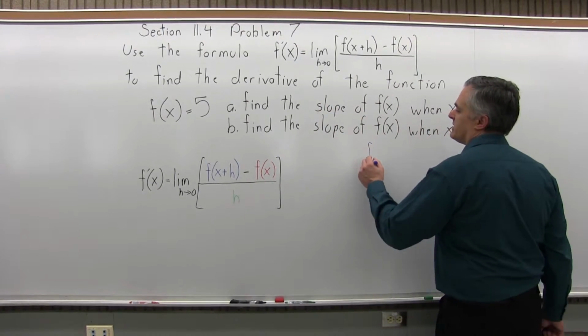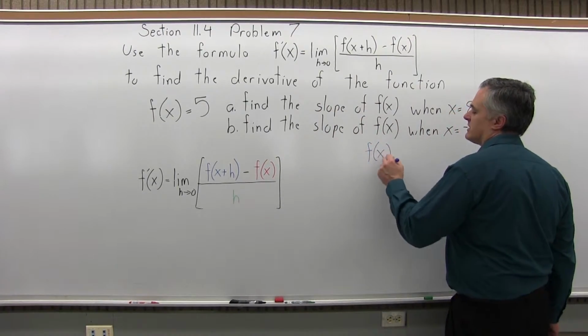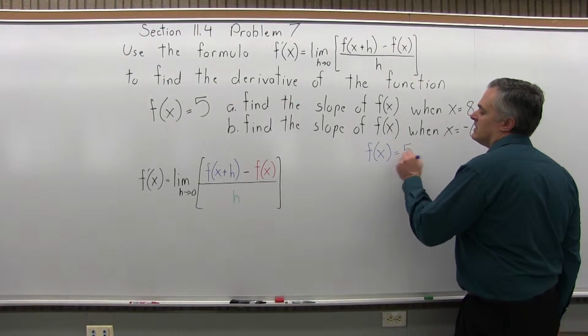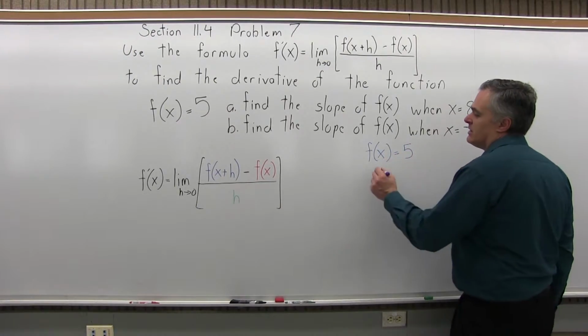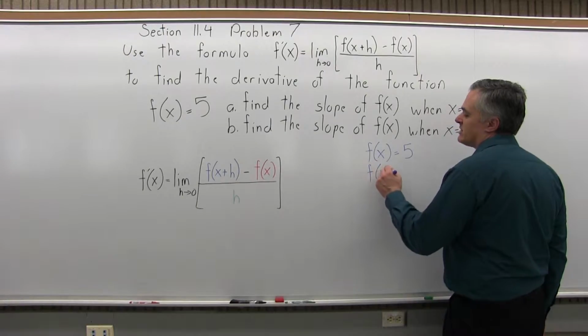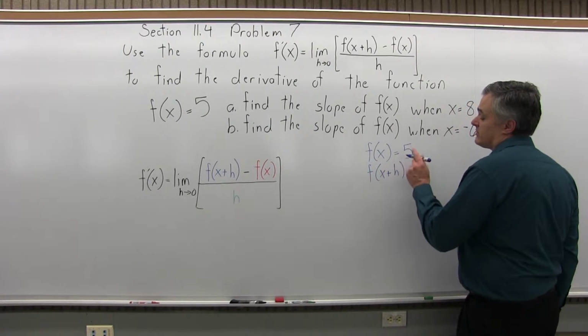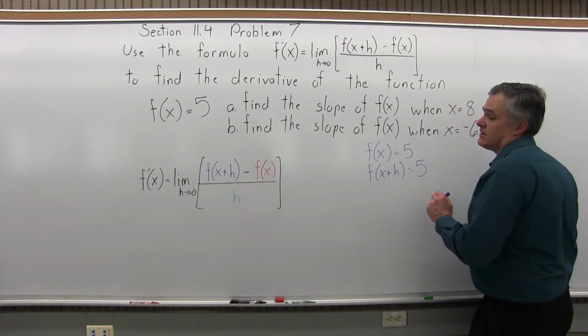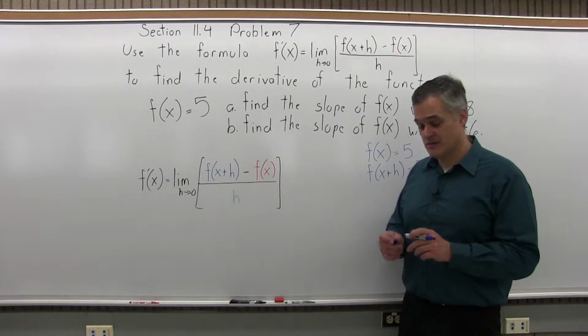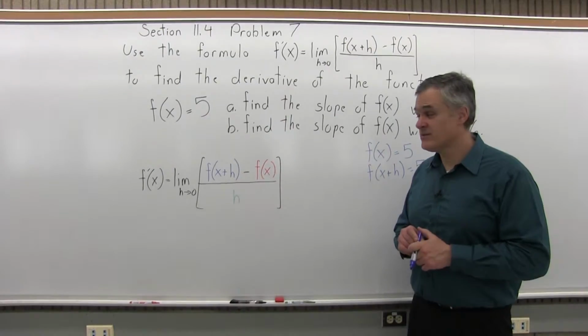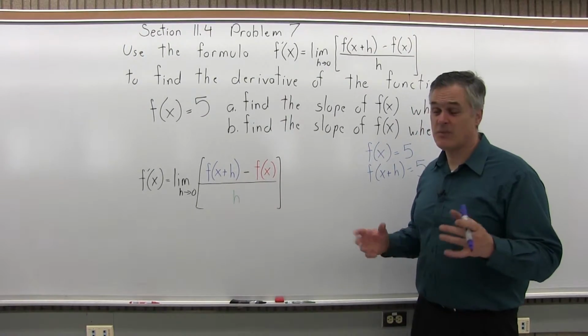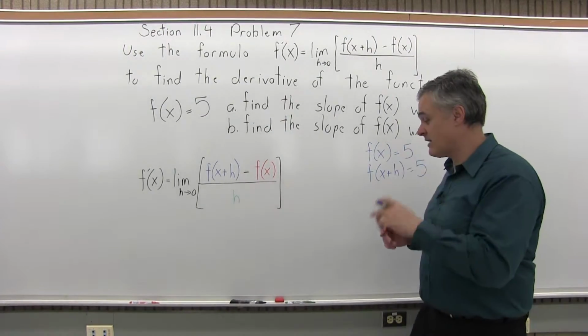So the formula that's given, or the function I should say that's given, is f of x equals 5. So if I put in x plus h as an input, there's no x to replace it with. The answer is just 5. So there's no simplifying, there's no combining of like terms, I just got a 5.